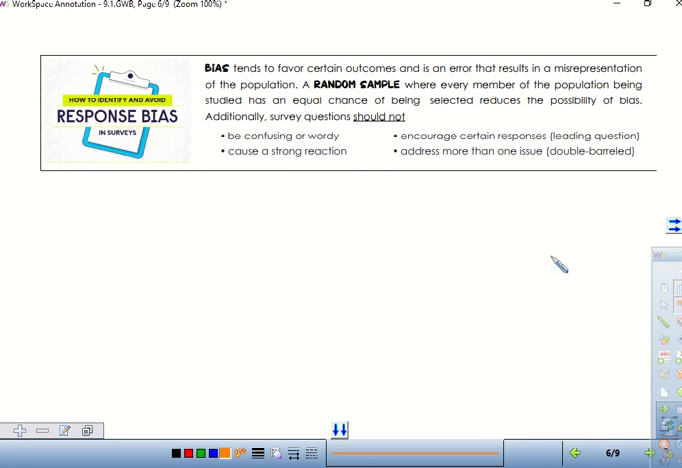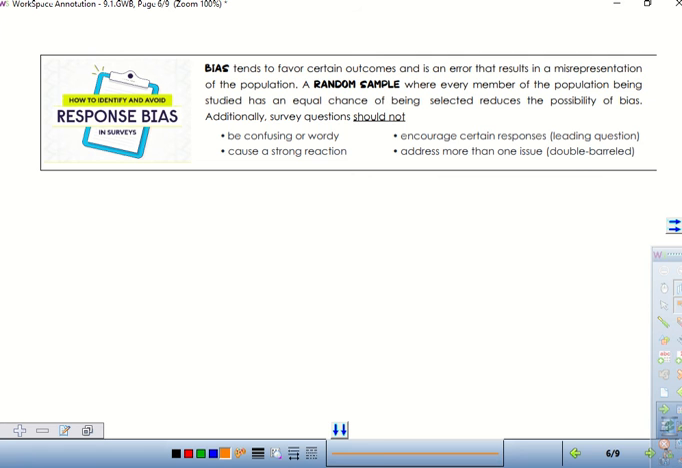So, let's talk about bias. Bias tends to favor a certain outcome or certain outcomes, and is an error that results in misrepresentation of a population. A random sample where every member of a population being studied has an equal chance of being selected reduces the possibility of bias.